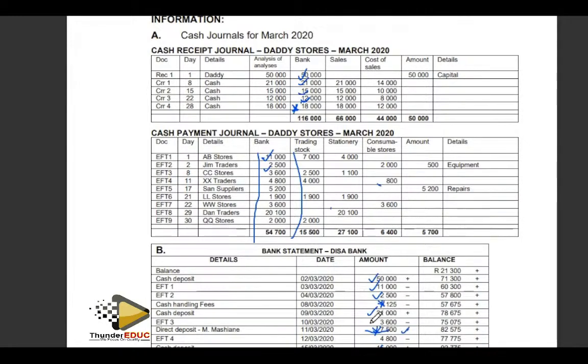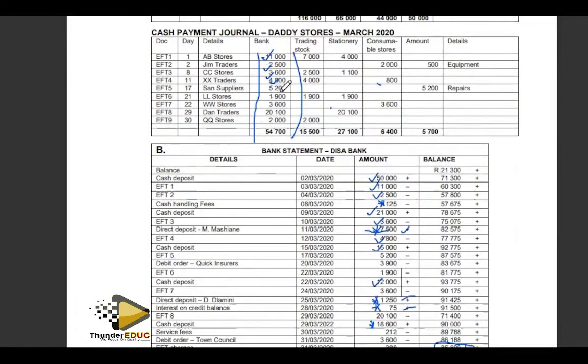Then there is the 3,600. Do we have it here in our cash payments journal? Yes, you agree with me, we do have it. Then there is 4,800 on the statement. Remember, I check the statement first, then I go here. Yes, it is here. Then there is 5,200. Yes, it is there, so it has appeared on both sides. So we don't need to deal with it anymore. We have to tick it off. There is 1,900.